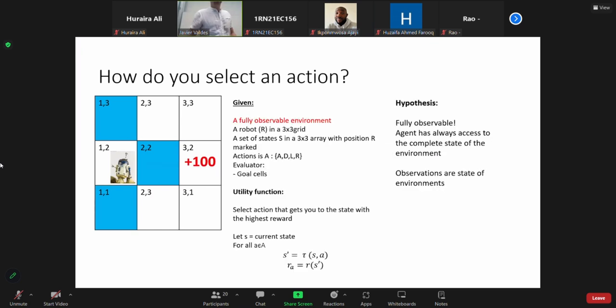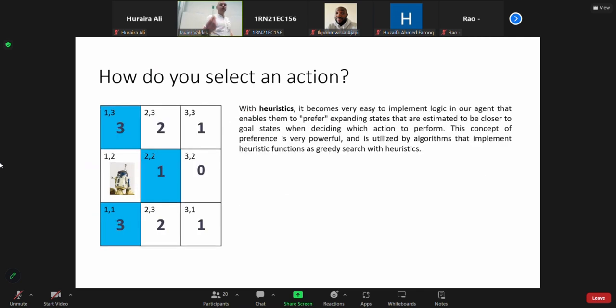Here is the example. Remember, fully observable: the agent has always access to the complete state of the environment. So with heuristics, it is very easy to implement logic reasoning for agents and enables them to prefer expanding states that are estimated to be closer to the final goal. And the concept of preference is very powerful. It is being used in many algorithms that you might know.